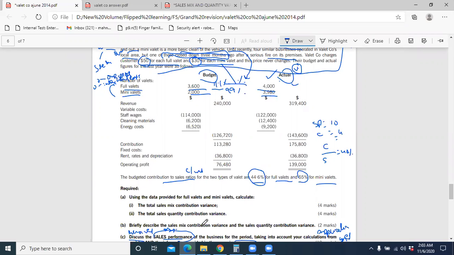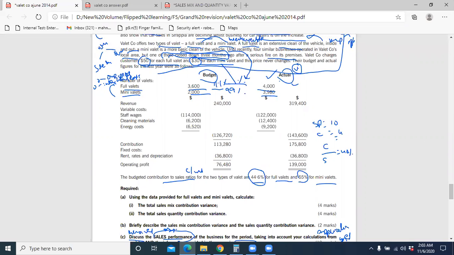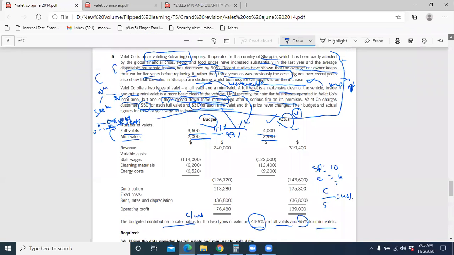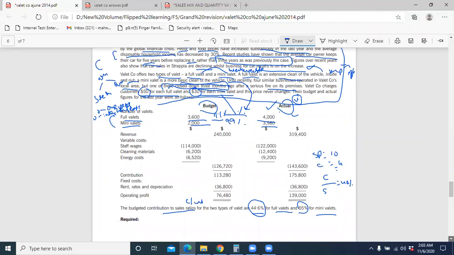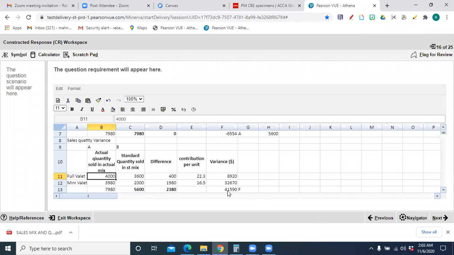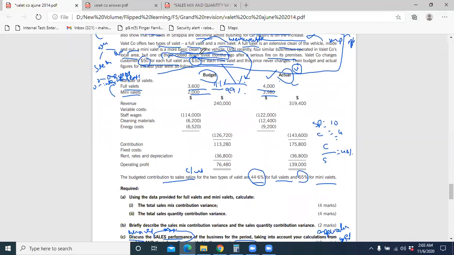Why was the sales mix variance adverse? It is justified, because of the economic situation in the Strapia area, their disposable income was also reduced. And what else could explain the overall increase in the quantity? One of the competitors also closed down, so maybe they got their business as well.